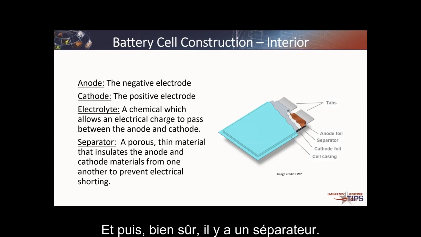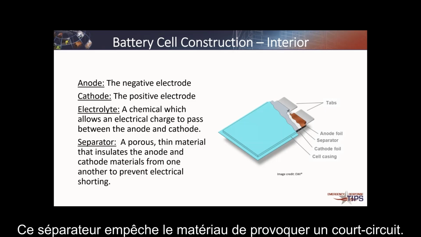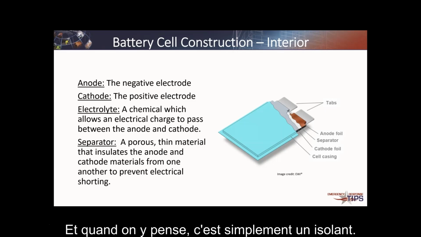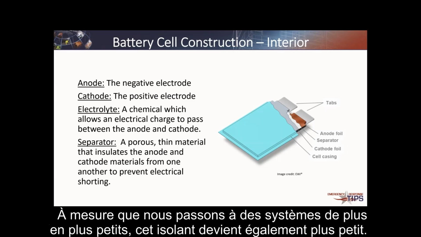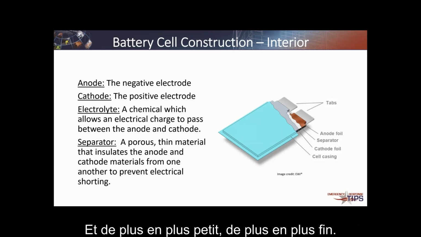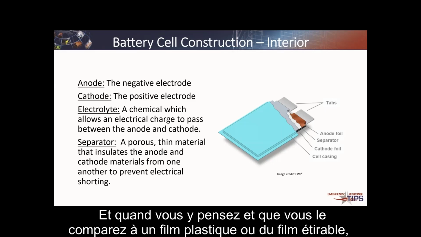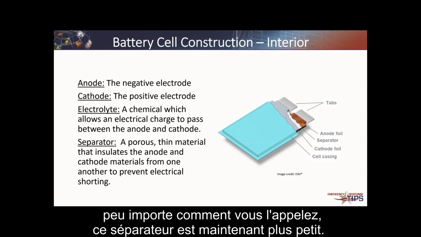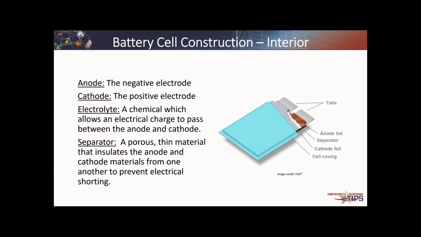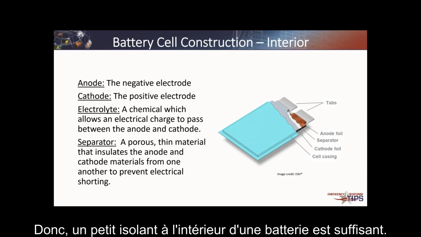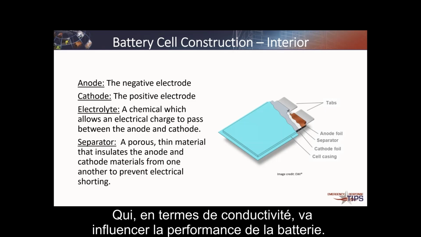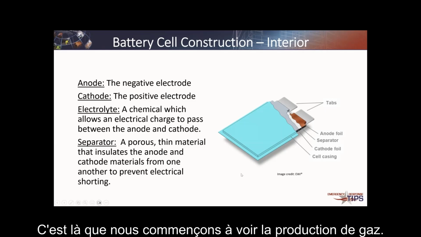And then, of course, there's a separator. That separator is keeping the material from short circuiting. And when we think about that, it's just an insulator. As we get to smaller and smaller systems, that insulator also gets smaller and thinner. If you compare it to plastic wrap or Saran wrap, or whatever you want to call it, this separator right now is thinner than a piece of Saran wrap. So a slight insult to the outside of a battery is enough to cause the short circuit, which in turn will cause the battery to start to fail. And that's where we start to see these gases being produced.